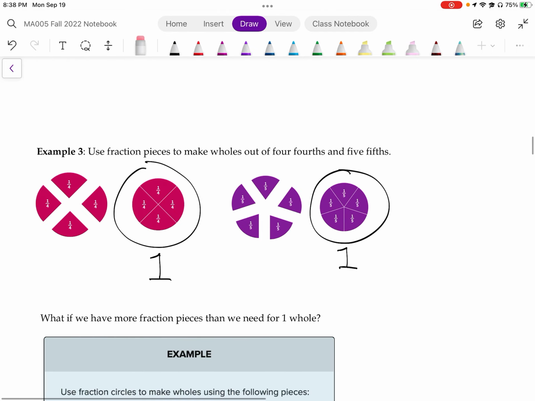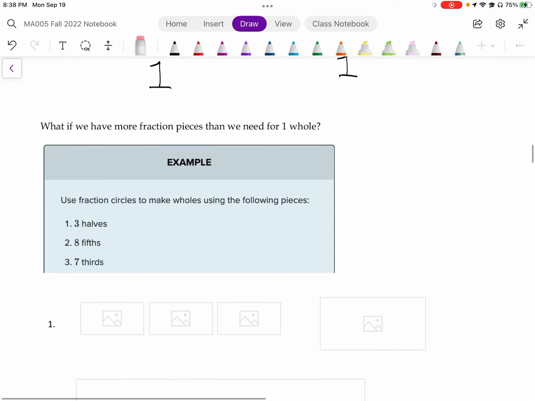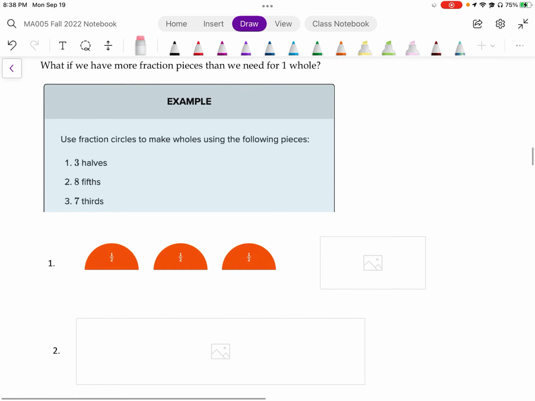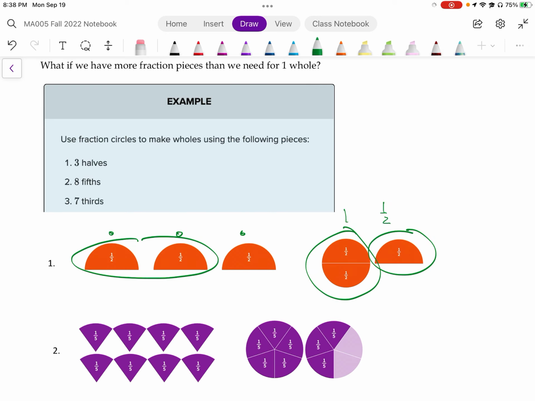All right, so what if we have more fraction pieces than we need for one whole? Oh, this is just going to keep happening, I'm afraid. So what if we have 3 halves? What happens then? Oh, and it just popped up to show us. All right, we have 3 halves. Here's a half, here's a half, and here's a half. So 2 of them come together to make a whole, and then we have a half left over. Okay, so we would have 1 and a half.